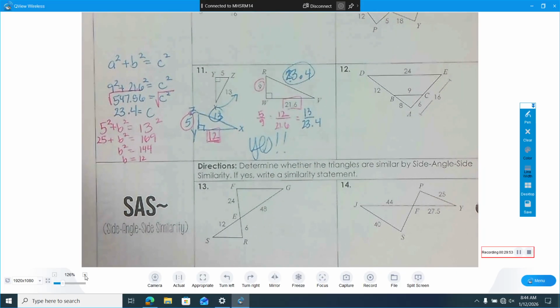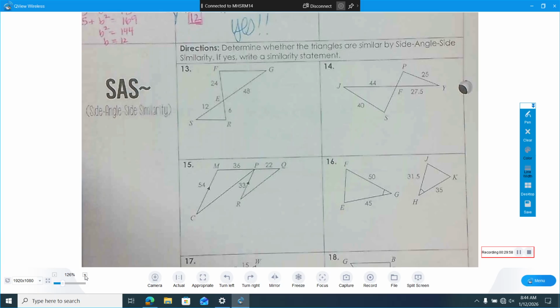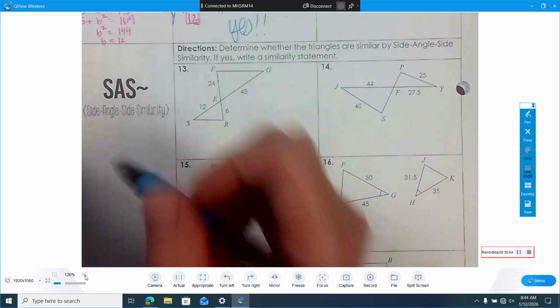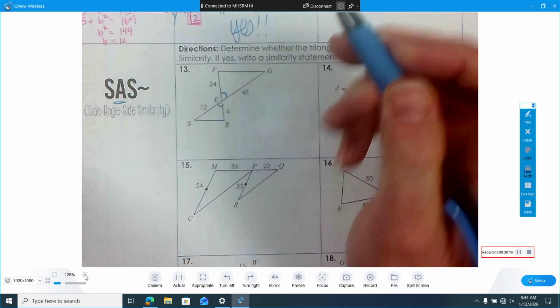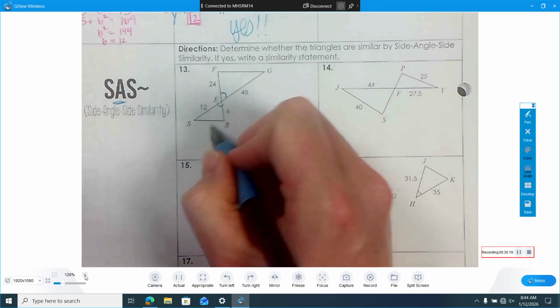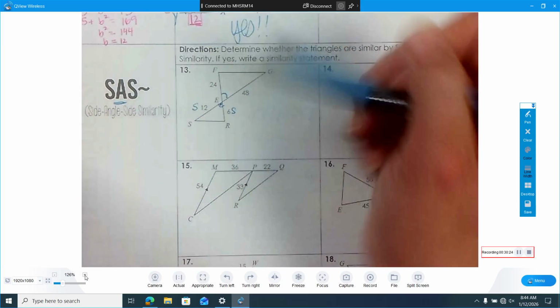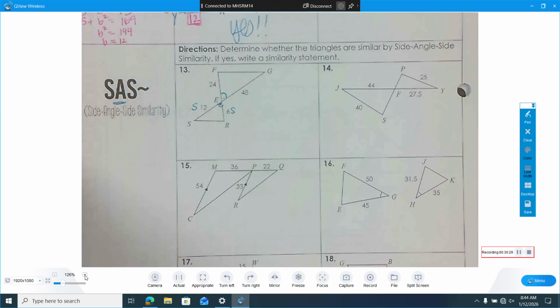All right. Let's just do a couple more here. Number 13, we're looking for, are they similar by side, angle, side? And remember, the angle has to be between the two sides. Really important here. So on number 13, what do we know in addition to what's given? Vertical angles are congruent. Beautiful. And it is between the two sides. We have a side, and then we have our angle, and then we have a side. And the same is repeated over here. We have a side and an angle and a side. So potentially we're good.